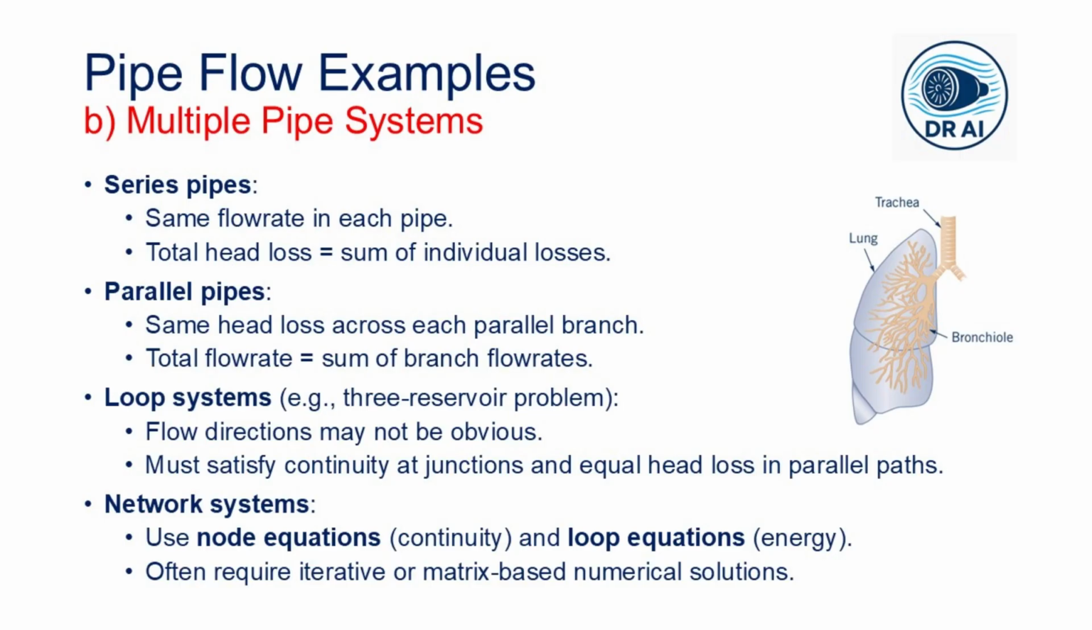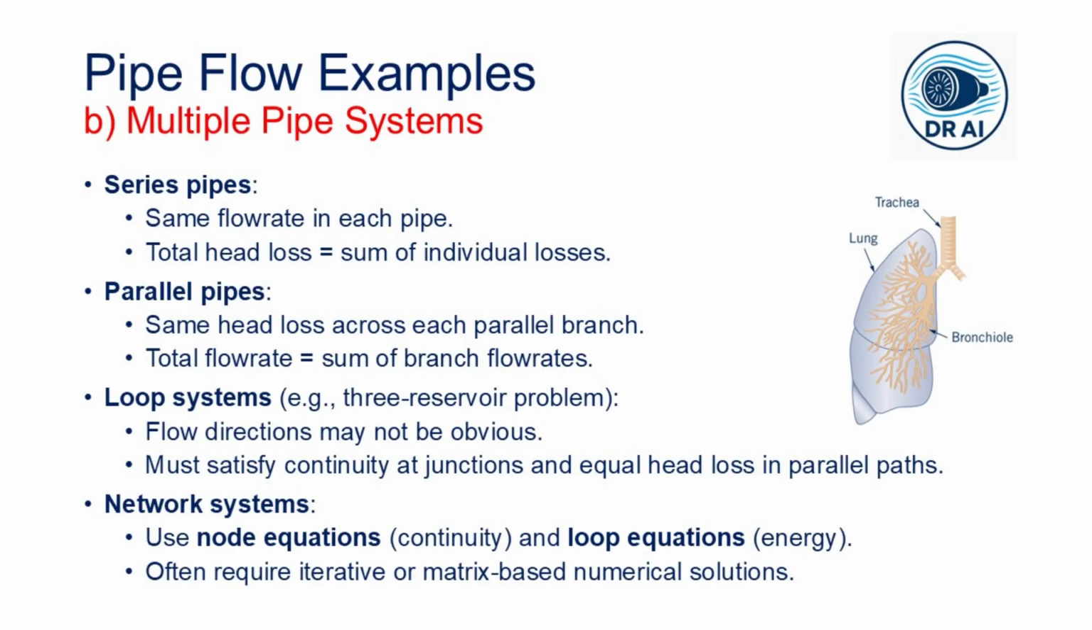Now, let us take it up a level. What happens when you have more than one pipe? What if the pipe splits or merges or takes different paths? So in this section, we will be discussing the multiple pipe systems. These systems are everywhere. The complex system of tubes in your lungs, branching from the trachea down to thousands of tiny bronchioles. City water distribution networks are another classical example. The physics is the same, but the complexity increases because we have multiple unknowns.